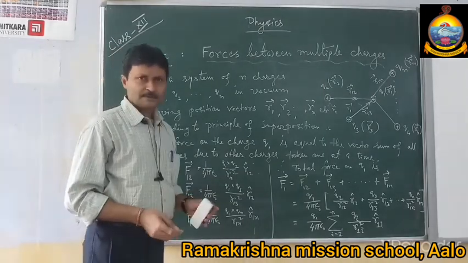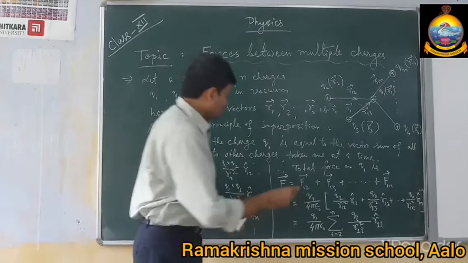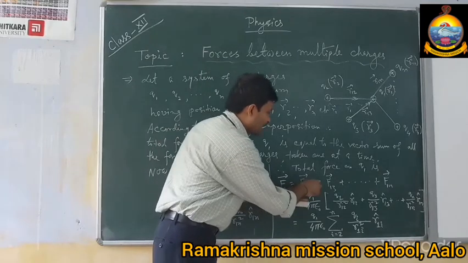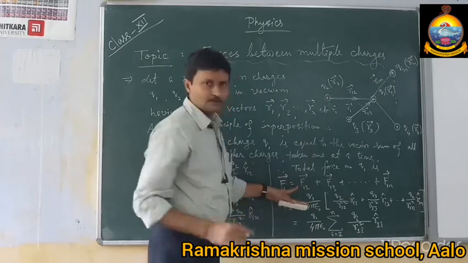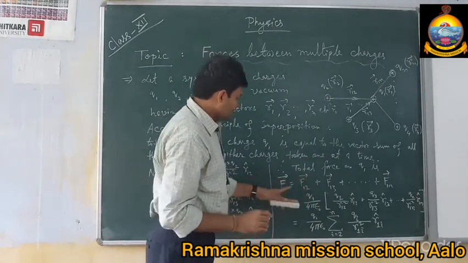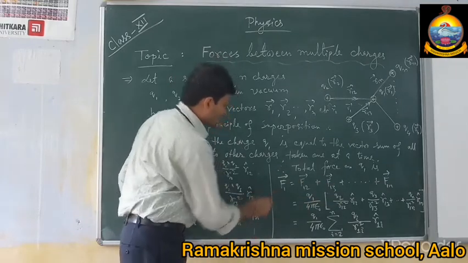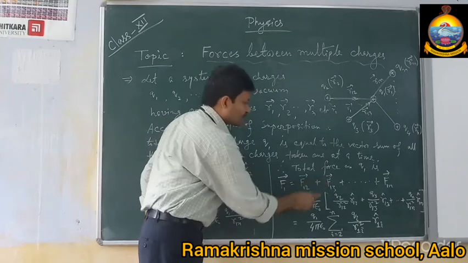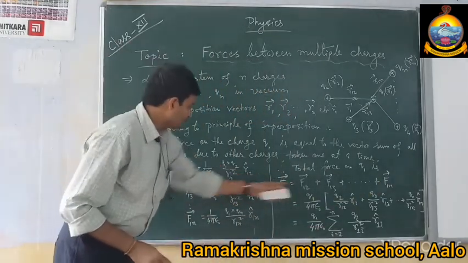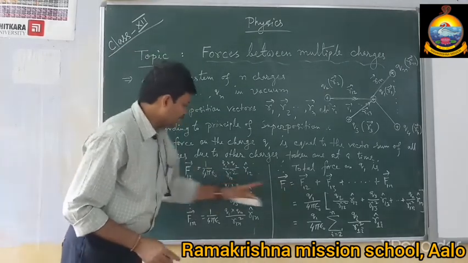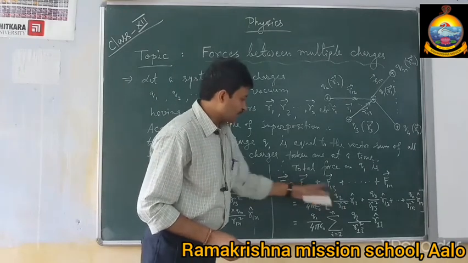Now total force on the q1 charge using the principle of superposition, we can write total force F1 vector is equal to vector sum of all the other forces due to all the charges. Therefore, F1 is equal to F12 vector plus F13 vector plus dot dot dot so on F1n vector. Now putting the values of F12 vector, F13 vector, in this way if we add all the forces vectorially, then we shall get total force.